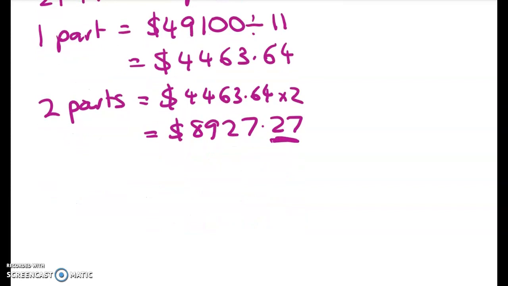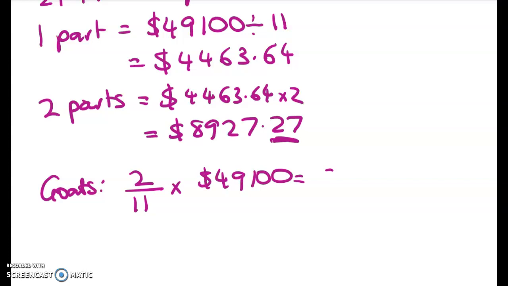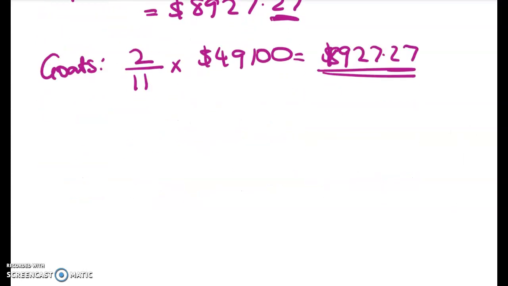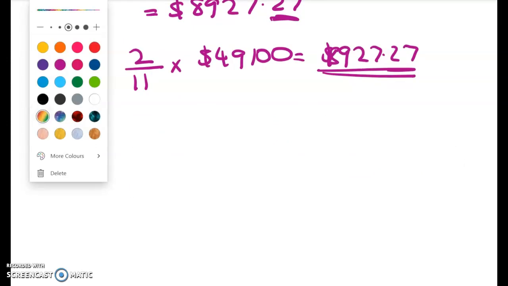Now, the fast way to do that is to say that the goats total will be 2/11 of 49,100, which will get me the same answer, 8,927.27. Right, so that's what we've got to spend on the goats, but how much do they cost? So we need another heading. Might be time for a change of pen colour. We'll do a sparkly pen.